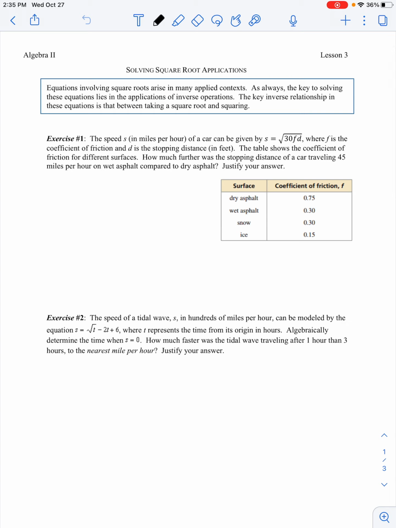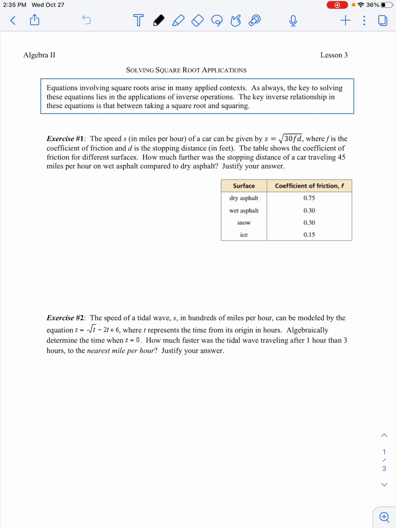The speed in miles per hour of a car is given by s equals the square root of 30fd, where f is the coefficient of friction, d is the stopping distance in feet, and there's a table that shows the coefficient of friction for different surfaces. So what you're asked to find out is how much further was the stopping distance of a car traveling 45 miles per hour on wet asphalt compared to dry asphalt.